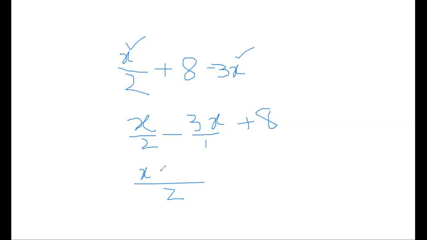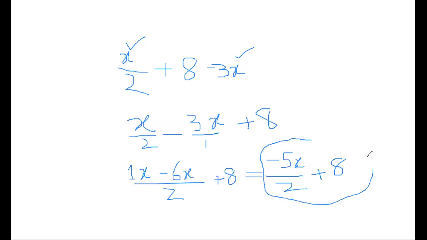This is x, and here it will be 3 times 2, minus 6x, and then plus 8. So subtract, x minus 6x. It will be negative 5x over 2 plus 8. x minus 6x, x means 1x. Here it's 1, but we don't write it. So it will be negative 5x.